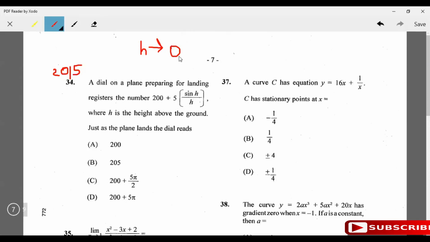But as h goes to 0, sine h over h, the limit of that is going to 1. That's what it's going to. As h goes to 0, sine h over h goes to 1. And so what this means is that it is 200 plus 5 times 1. 200 plus 5 times 1 is 205.